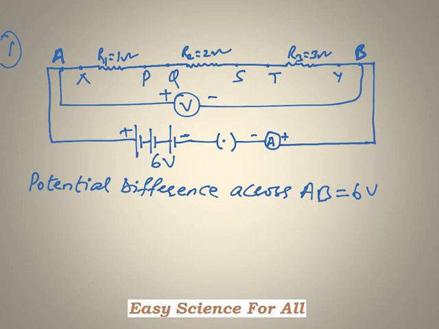Now please remember here that we are taking the help of devices like ammeter and voltmeter to measure the value of current in the circuit or to measure the value of potential difference between 2 points. We are not calculating it numerically. Let us denote this potential difference between A and B points as VAB. So it will be equal to 6 volt.